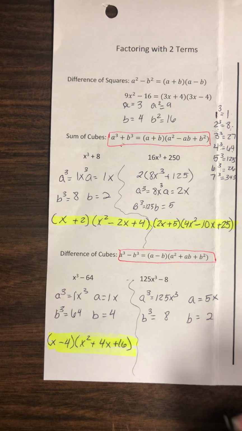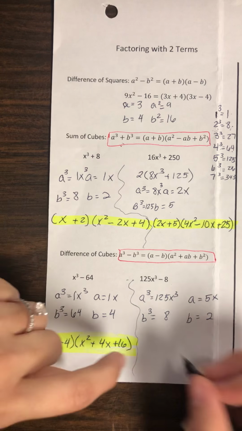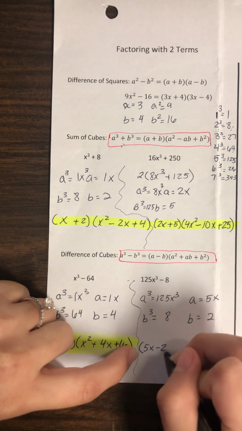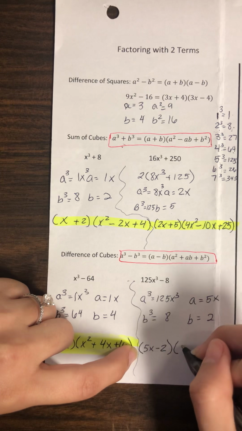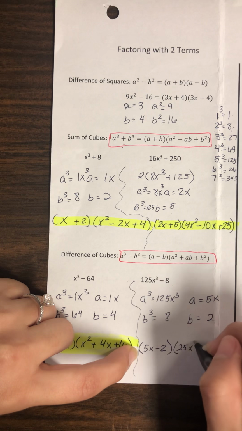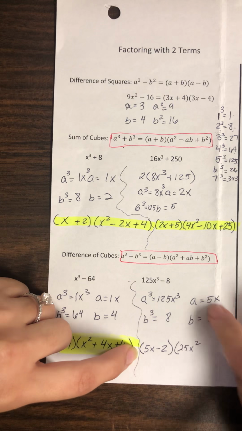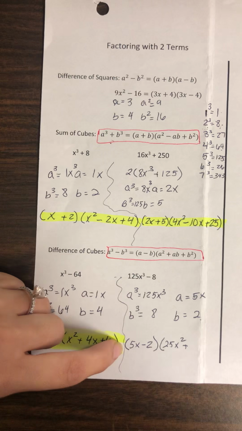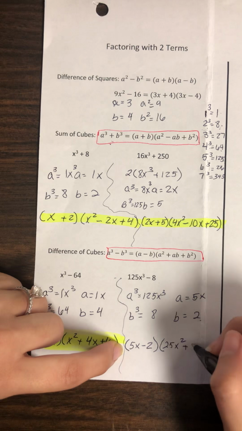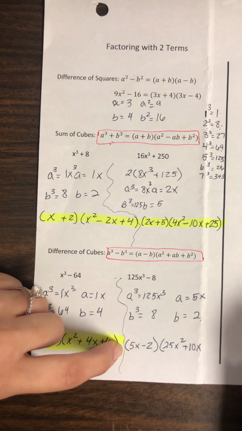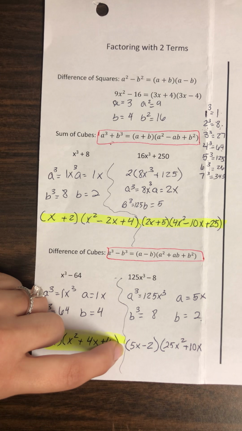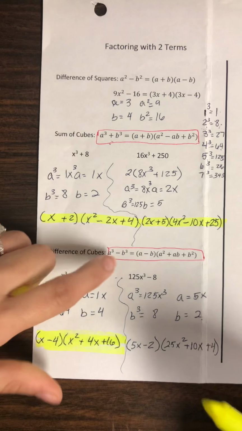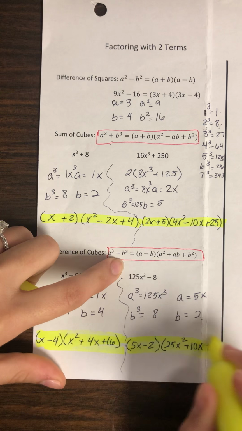Now, again, just put it into the formula. So 5x minus 2, then a squared, so 25x squared, because I also have to square my 5, plus, what is 5x times 2? Well, what's 5 times 2? 10, and keep that x, and then b squared. So 2 times 2, right? 4. And that's it. This is the entire thing.